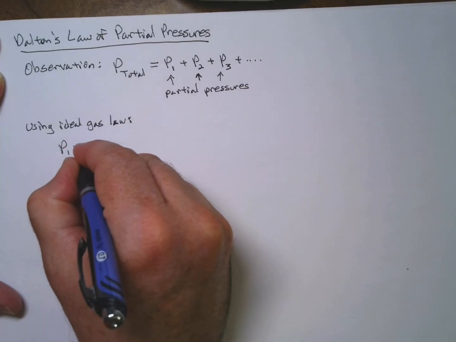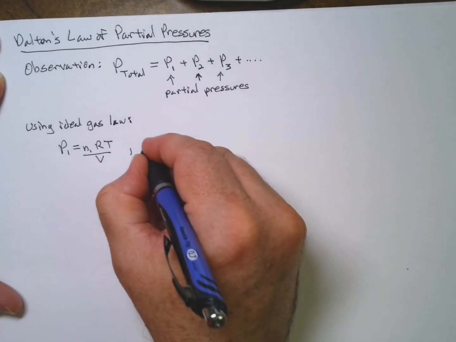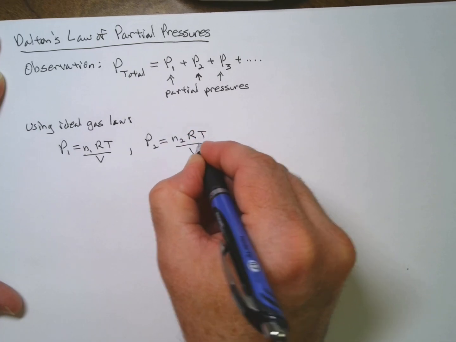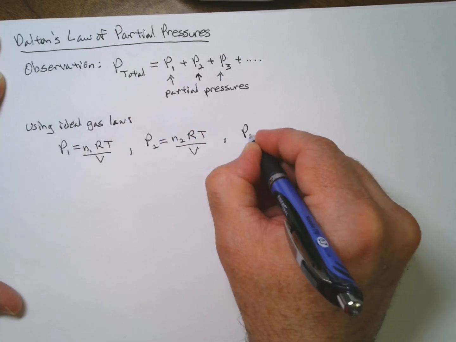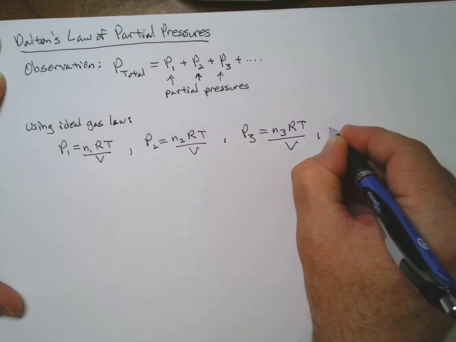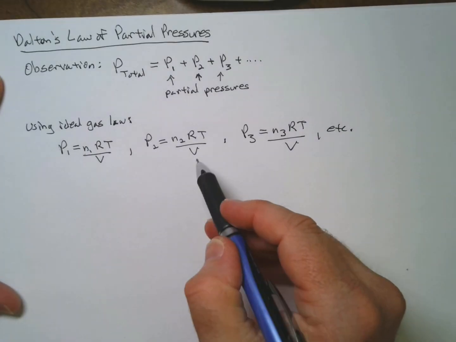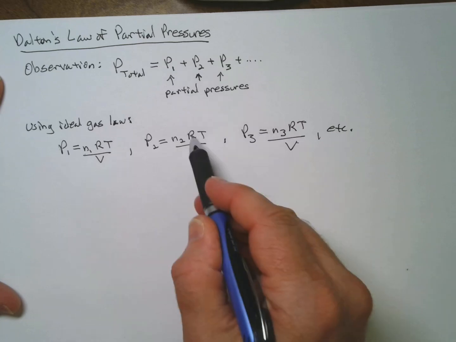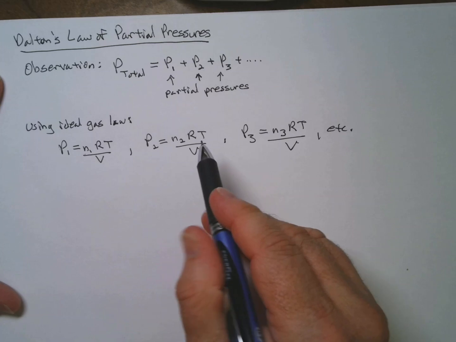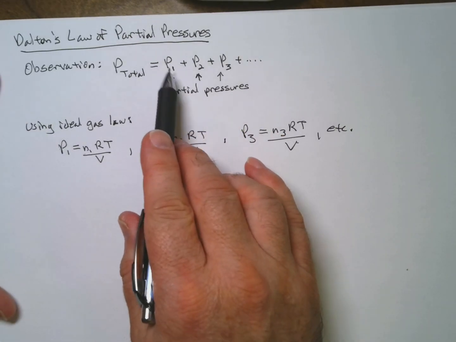So P1 equals n1RT over V. P2 equals n2RT over V. P3 equals n3RT over V, etc. Now our R, the gas constant, is the same because it's the gas constant. Temperature and volume are the same because everything's in the same container. Remember, this is a mixture in a given container.